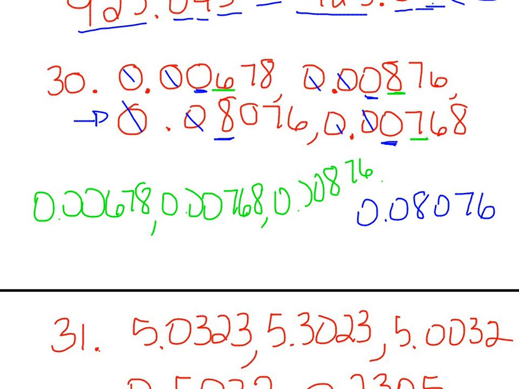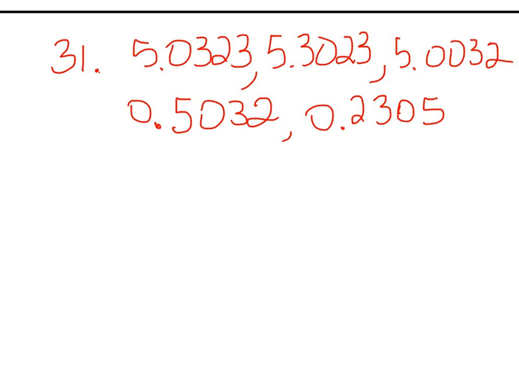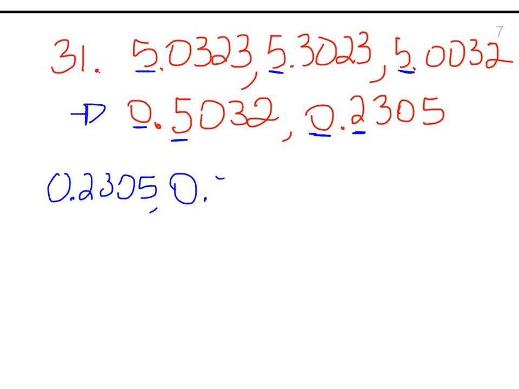Okay, and here's our last problem. So we are going to order these, and again we're going to look at the numbers that are before the decimal. We have a 5, a 5, a 5, and then we have these two are zeros. So obviously these two on the bottom row are smaller. So we look at the second number on just these two, and we see a 5 and a 2. 2 is smaller than 5, so this 0.2305 is the smallest. The next one would be 0.5032. Okay? Now we know that those are done. We'll look at these top ones, and we'll look at the number after.